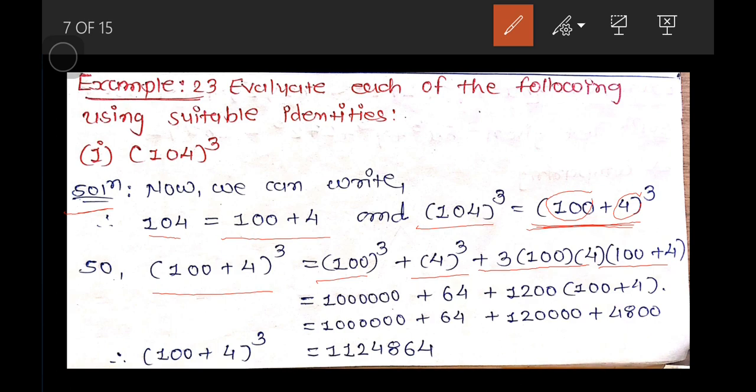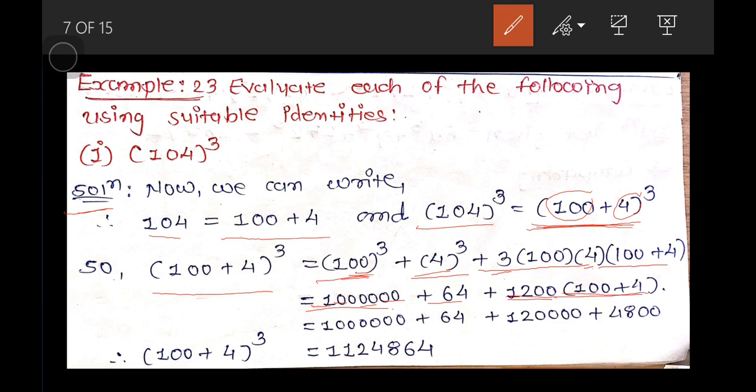If you want to find the cube of 100, the cube of 1 is 1, and we put 2 zeros three times, once, twice and thrice, then we can easily find such a cube. If the last digits are 0, then you can find the cube of such a number this way. 4 cube is 64, 3 times 4 is 12, 12 into 100 is 1200, into (100 + 4). Now we multiply this product.